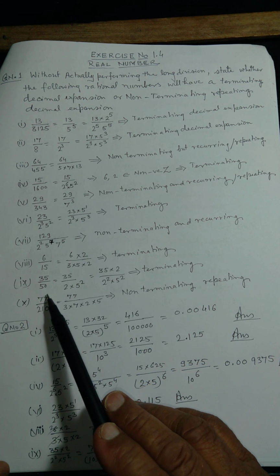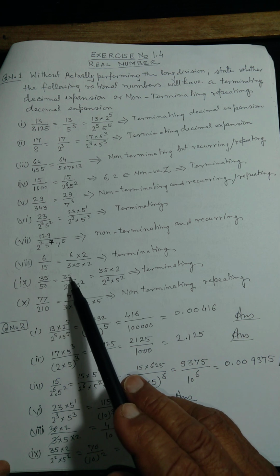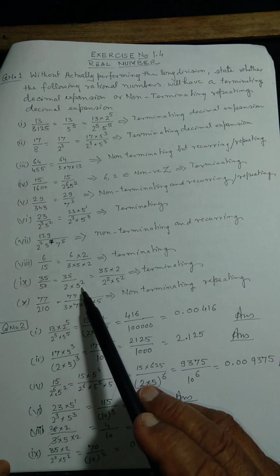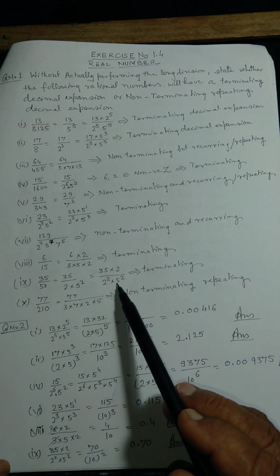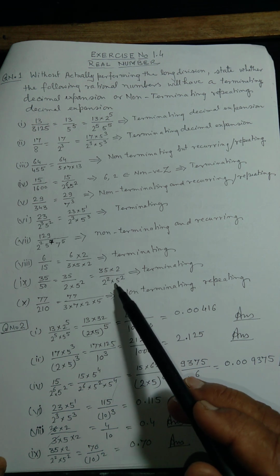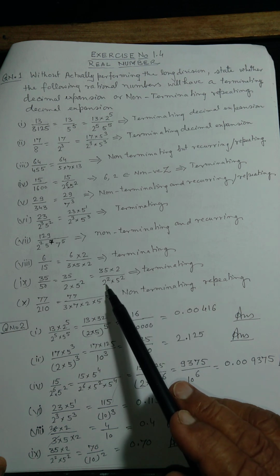Now here 35 by 50. This can be expressed as 35 by 2 into 5 raised to power 2. That is 35 into 2 divided by 2 raised to power 2 into 5 raised to power 2. So it is terminating because we have both 2 and 5.